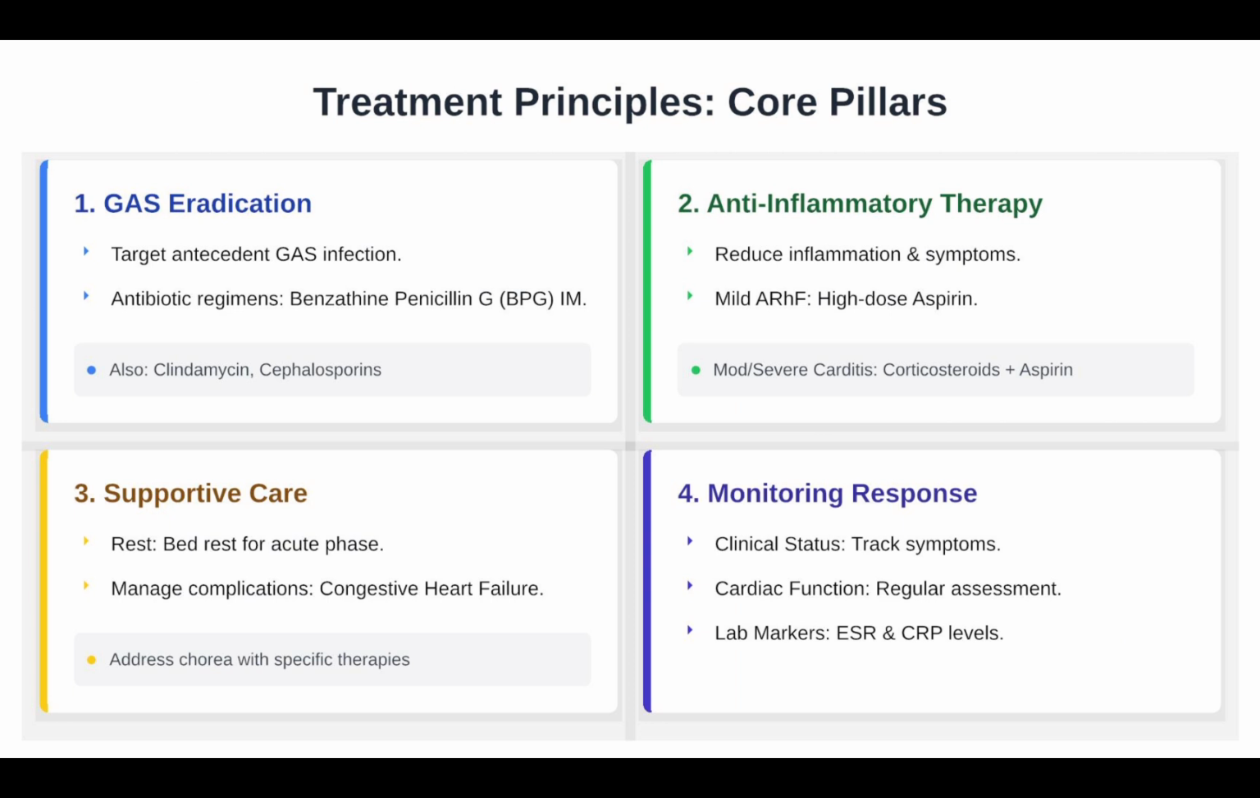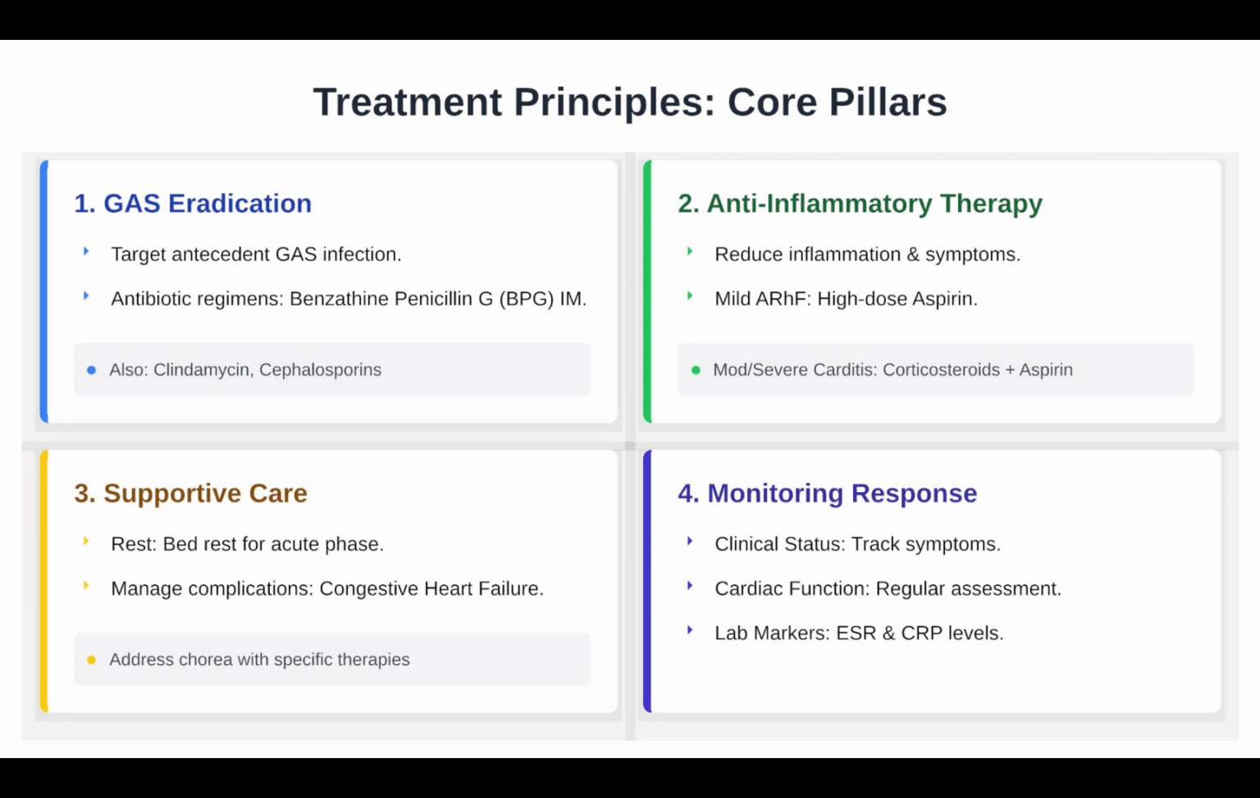Pillar 2, anti-inflammatory therapy. Our aim here is to suppress the acute inflammation that causes all the clinical symptoms, the fever, the joint pain, and critically the cardiac inflammation. These not only provide symptomatic relief but can help limit tissue damage, especially in the heart. Pillar 3, supportive care. This involves crucial measures like bed rest during the acute phase, particularly for patients with carditis, and importantly, if a patient develops congestive heart failure, we initiate standard CHF management protocols.